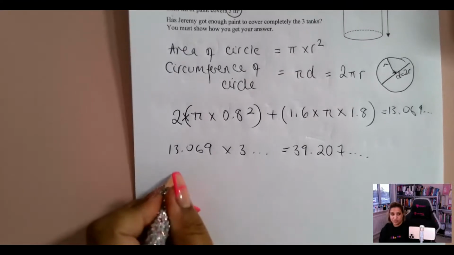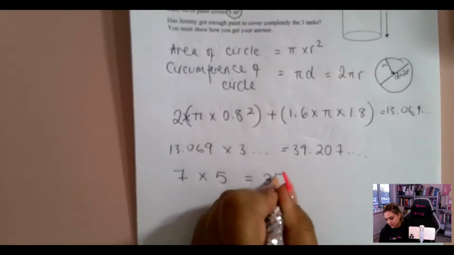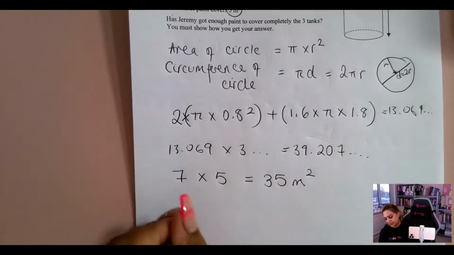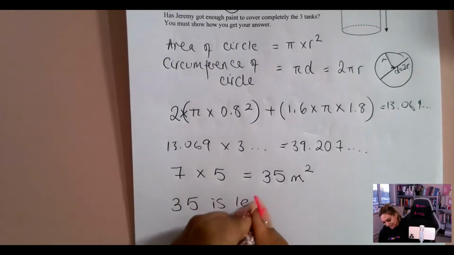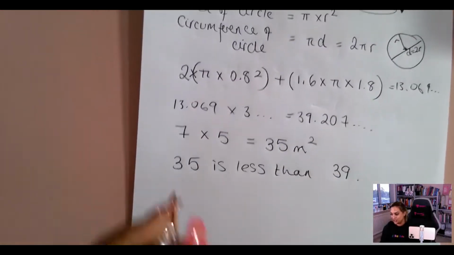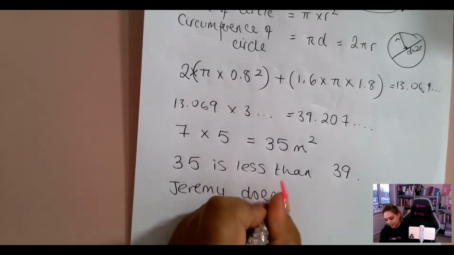Right, so let's write it all out so we get all 5 marks. 7 times 5 equals 35 meters squared. So we're going to say 35 is less than 39. Write your conclusion: Jeremy does not have enough paint.